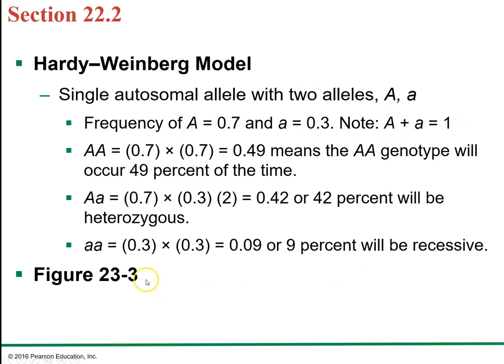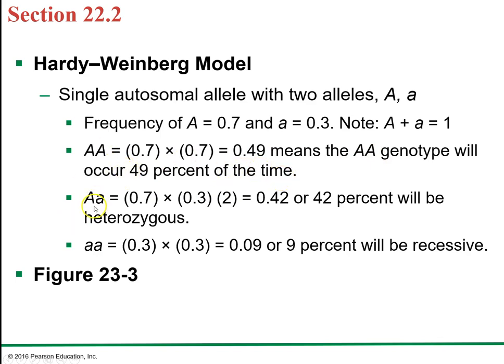Now, if you talk about the frequency or the probability of being homozygous dominant, it's 0.7 times 0.7, because we know for each allele, the probability is 0.7. So we multiply it, and that's 0.49. So that means that a homozygous dominant genotype will occur 49% of the time.